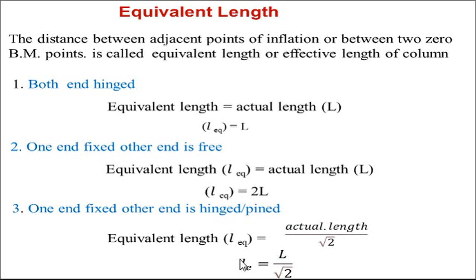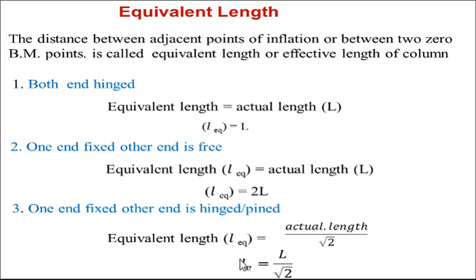Okay, so basically we know that a column can have different types of end conditions. In the last video lecture we have seen the various types of end conditions, 4 different end conditions: maybe both ends are fixed, both ends are hinged, one end is hinged and the other end is free, or one end is fixed and the other end is free. So end conditions are like that.